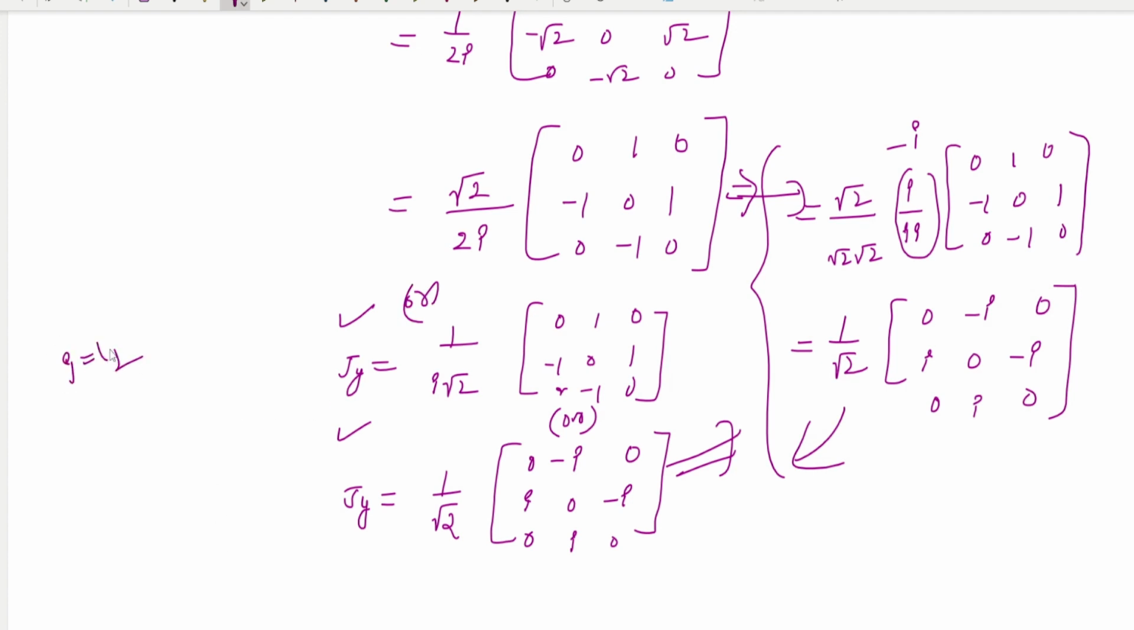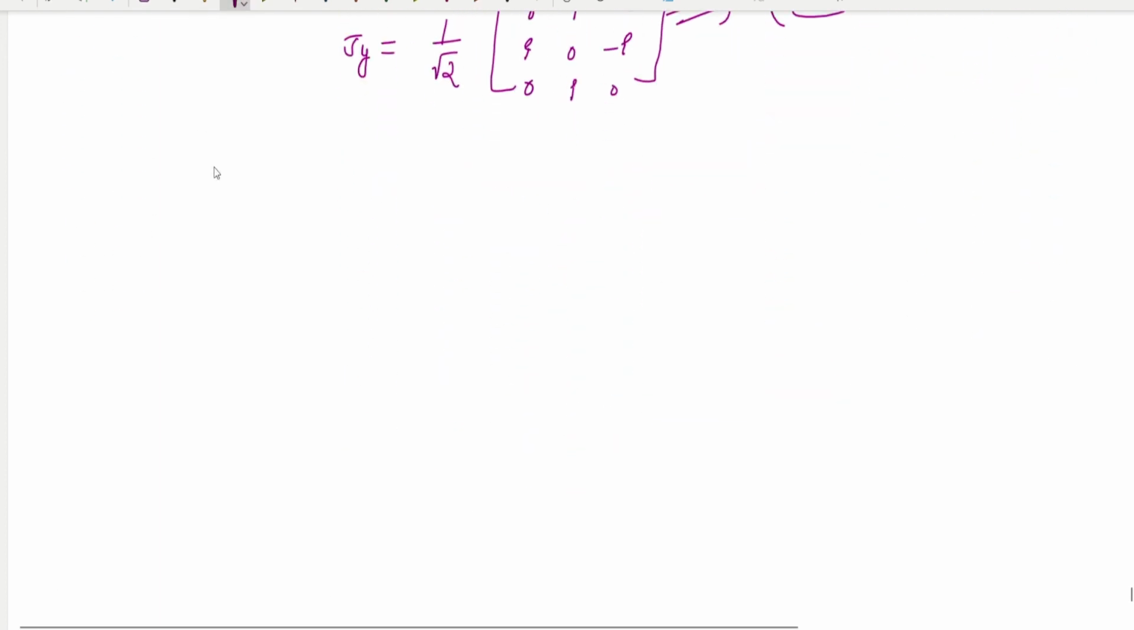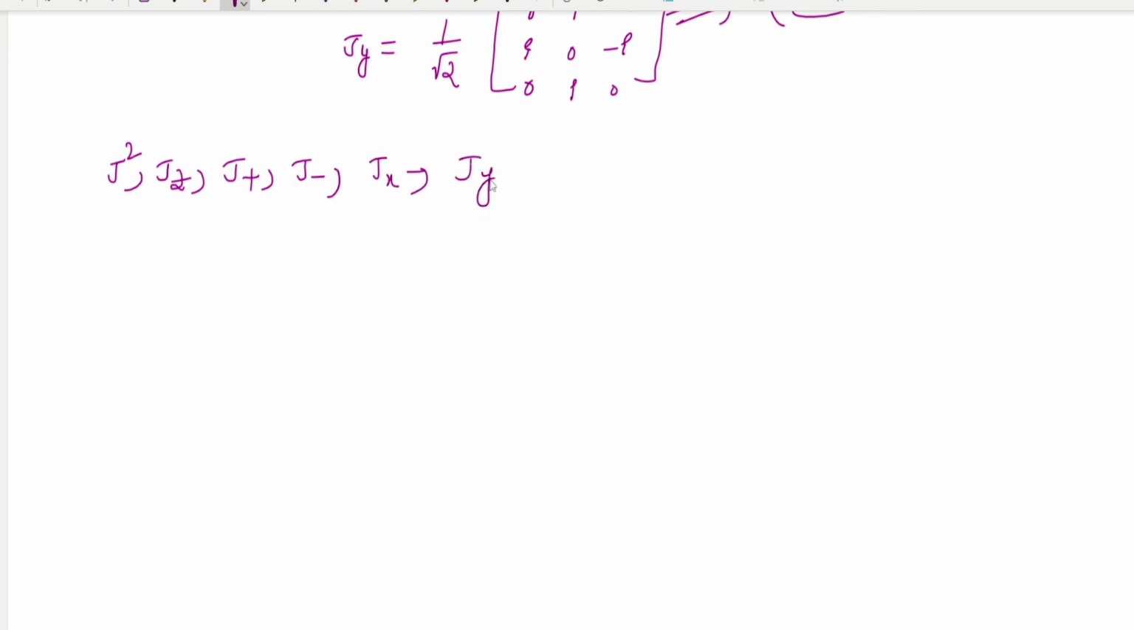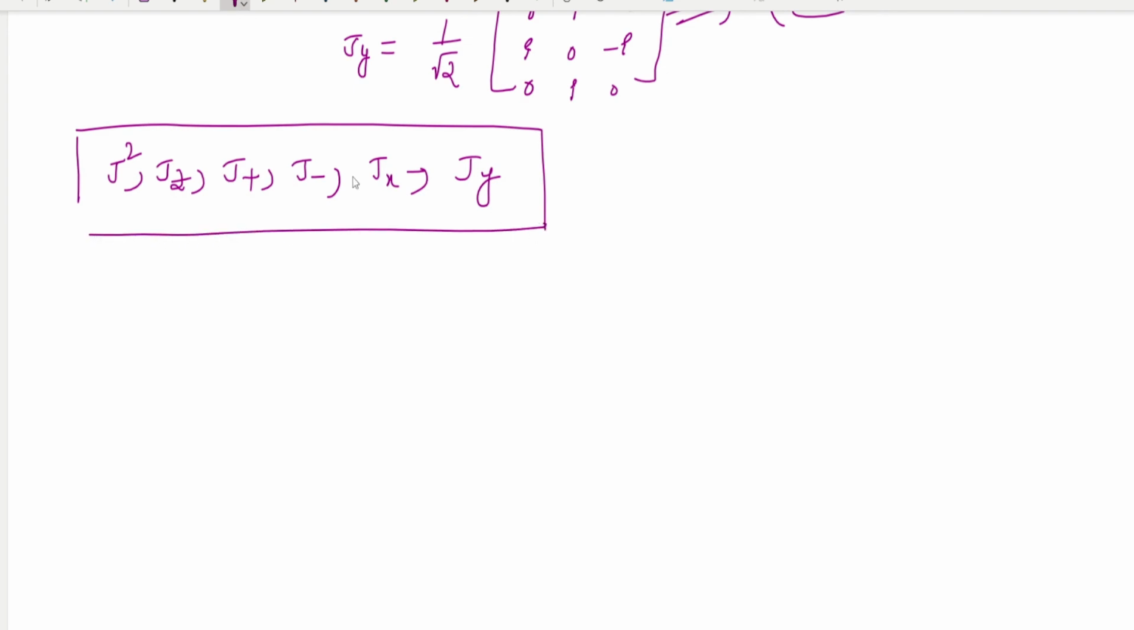These are the angular momentum matrices. Here we already discussed everything: first we discussed J square, Jz, J plus, J minus, Jx, and Jy. These are very, very important angular momentum matrices.